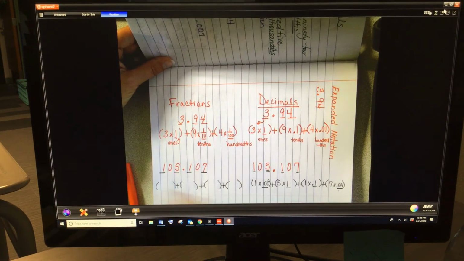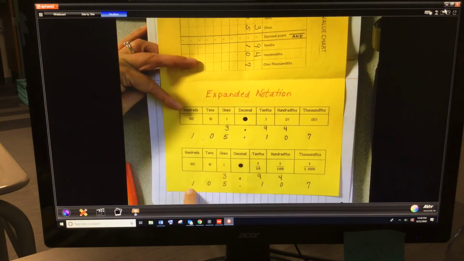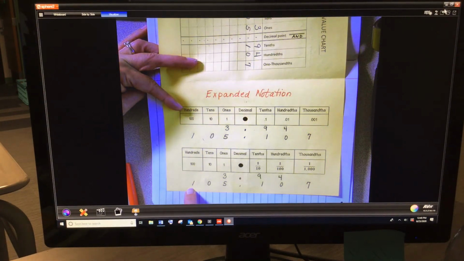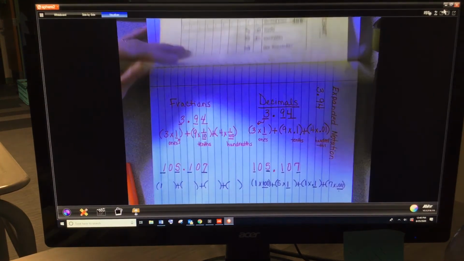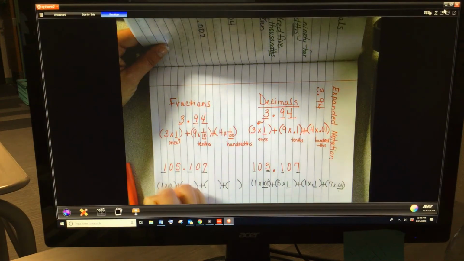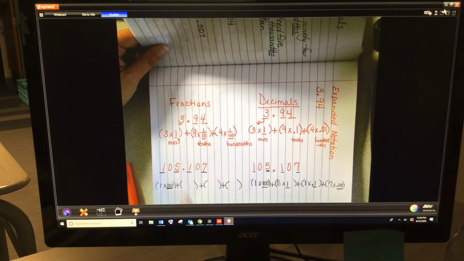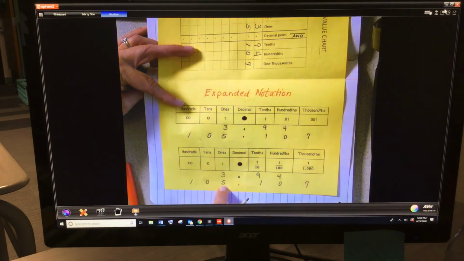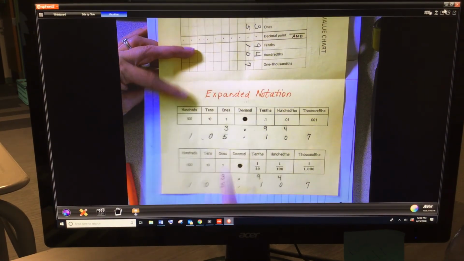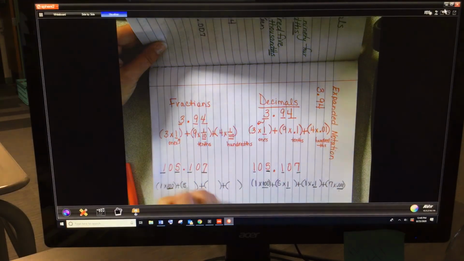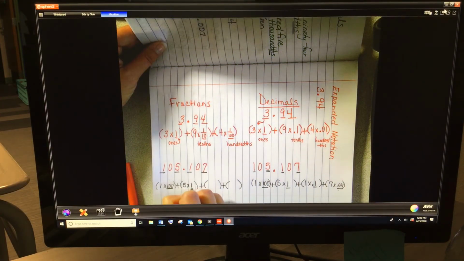All right, now we take that first number. Just like before, I go back and look. What am I multiplying that 1 by that's in the front of our problem? What place value is it in? It's in the hundreds. So we have 1 times 100 because that 1 is in the hundreds place. We go back and look at 5. What place value is the 5 in? It's in the ones. So we have 5 times 1 because it's in the ones place.